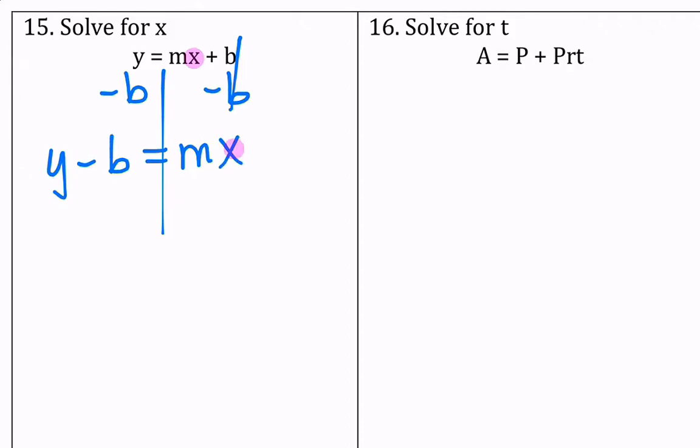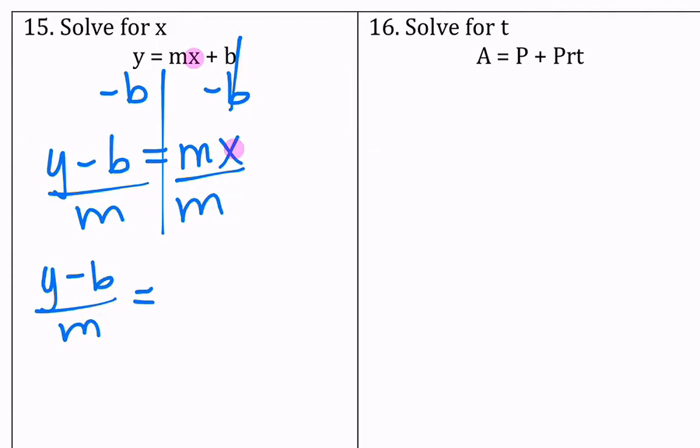So we're still trying to get that x by itself, which means I need to get rid of this m. Since these are touching each other, that means multiply. The opposite of multiply is divide. And I'm going to divide by that m, which I do not want. What I do on one side, I do on the other. On the left, the y minus b all over m will drop down. And on the right side, my m on top cancels the m on bottom, so x drops down.